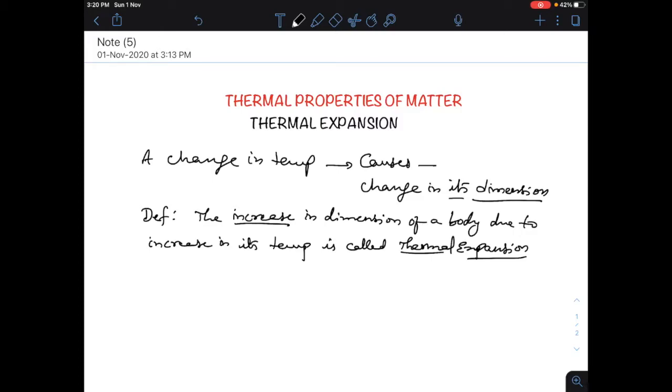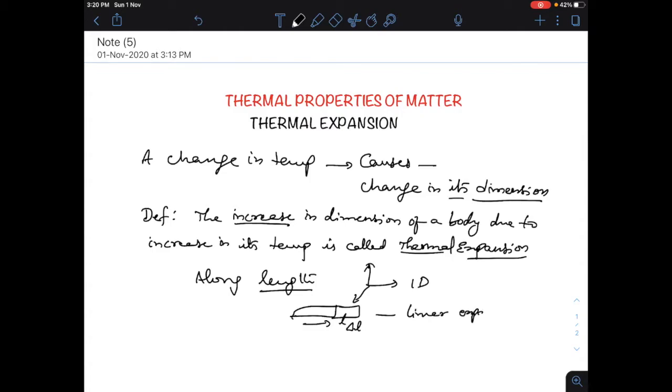So if the increase is along the length, it can be along x direction, y direction, z direction, whatever it is, but along only one dimension. So along a particular direction, length. Suppose you take a metal rod. So this is the length. That appears to increase in its length by a certain change in length, delta L. So if the increase is along the length, it is called linear expansion.